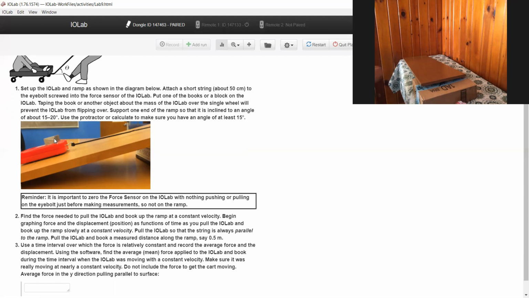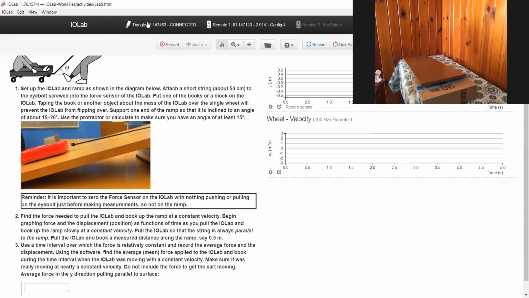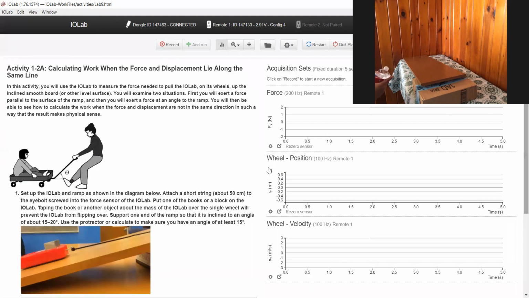And then let's turn on the IOLab. Okay, it's connected here. After that, I think this part is done. It is important to zero the force sensor on the IOLab with nothing pushing or pulling. So right now, I left it here. The force sensor is here, and there is no force applied on the sensor. It's just left out. So let me zero the force sensor.